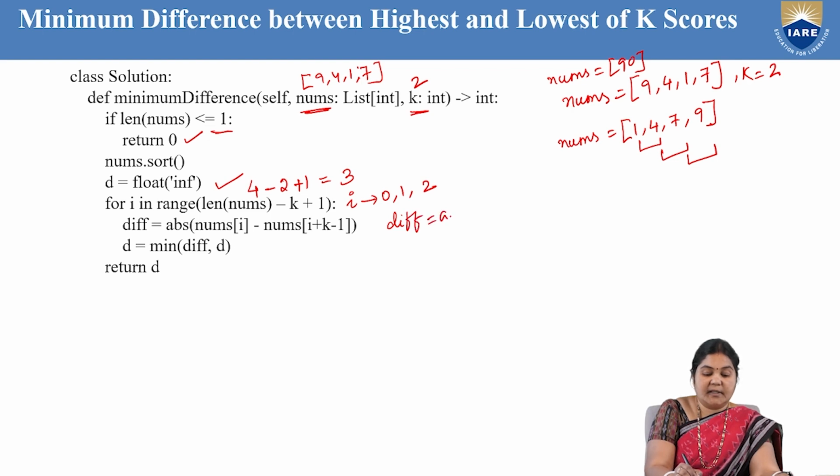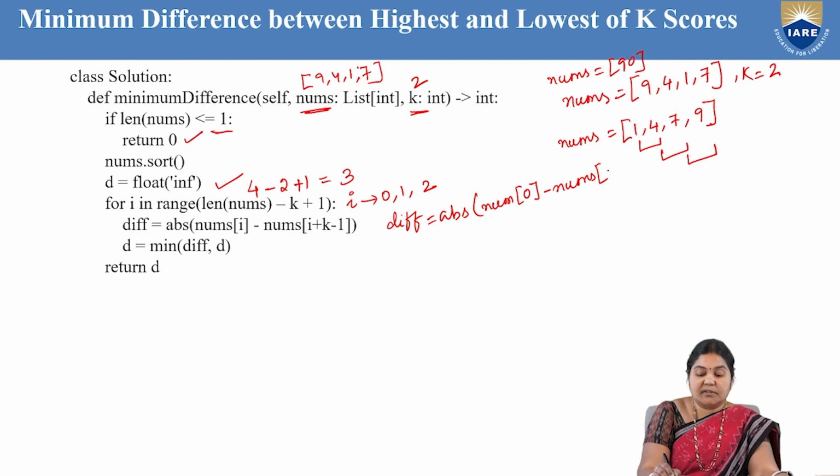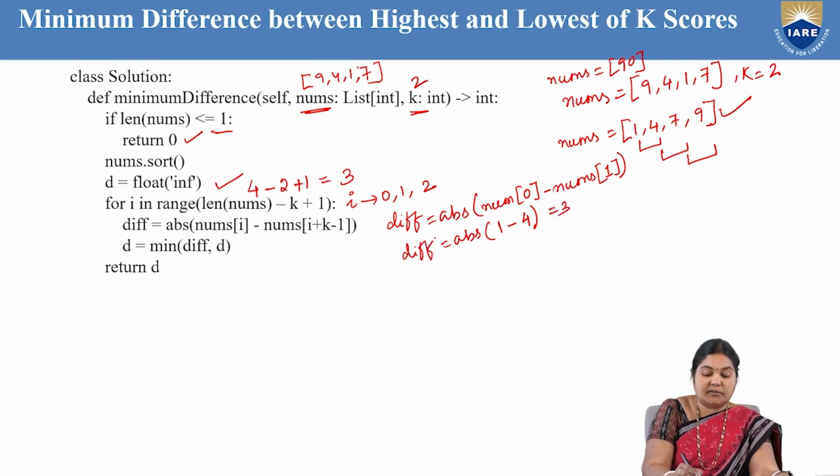Difference is nothing but ABS of nums of i minus nums of i plus k. So i is 0, and 0 plus k is 2, minus 1 is 1. So what is there in nums of 0? We have 1, minus nums of 1, we have 4. We are talking about the sorted array nums. So the absolute difference is 3. This is my difference.